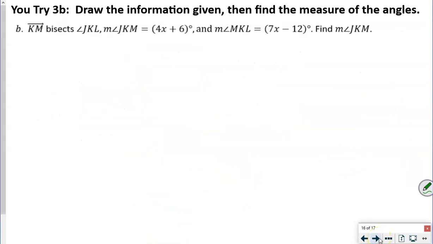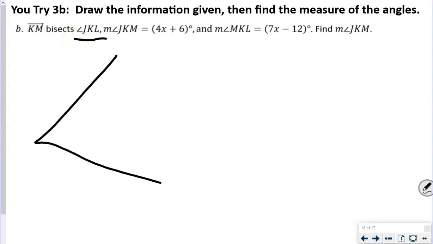Let's see if you guys can do this one. Draw it this time. Let's see if you guys can draw it by yourselves and then come back to me when you're done. All right, so on this one it says JKL. So I'm going to draw a J. And how you draw these doesn't really matter as long as you label it correctly. JKL, okay? And then this one again is being bisected by KM.